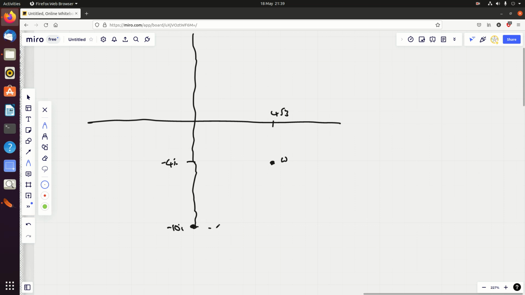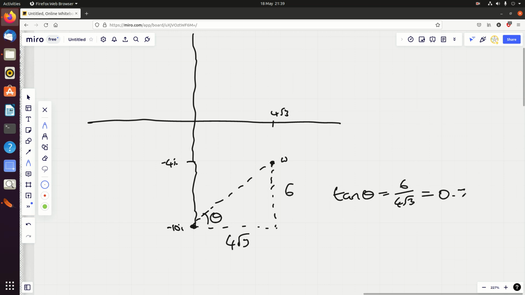Let's just quickly work out this angle here and compare it to 60 degrees. Well, that angle there, as that's 4 root 3 across and that's 6 up, you can do tan theta is 6 over 4 root 3, and it comes to 0.714.